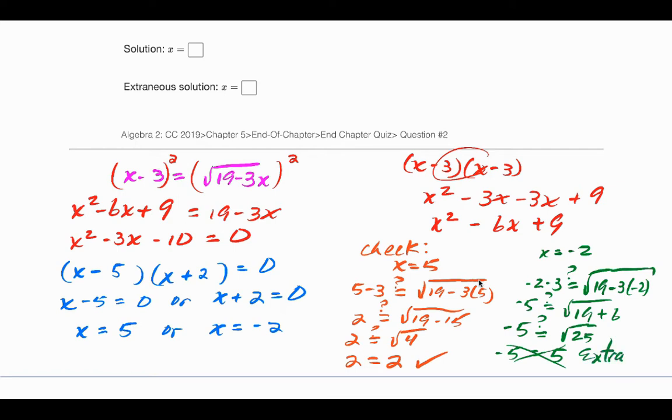I'll just put extran because I don't have enough room there. So our extraneous solution is x is equal to negative 2. Our solution in this case is 5. That's your test there, ladies and gentlemen.